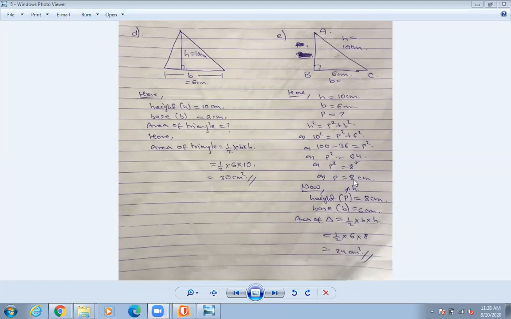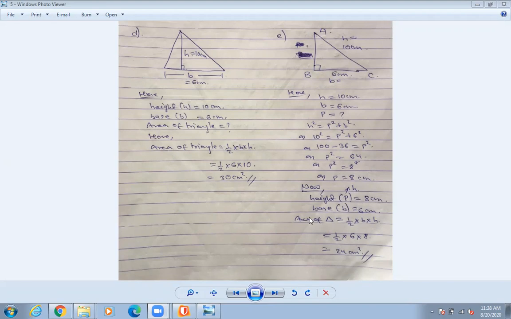Just 2 minutes left. Please. So perpendicular is 8 centimeter. Okay, we got the height now. Perpendicular means height. Now let us write on the original figure. Height means perpendicular, and perpendicular is 8 centimeter. Base is 6 centimeter.